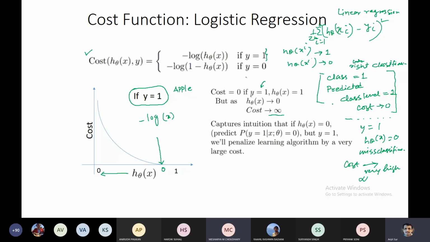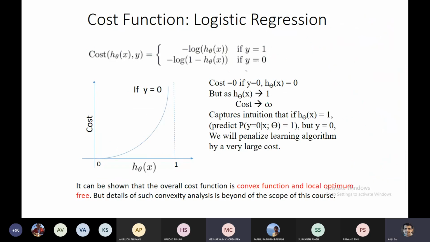This captures the intuition that if h theta is equal to 0, that is, the probability we predict is 0, but y is equal to 1, we will penalize the learning algorithm by a very large cost. So this is basically our intended thing. Now please ask if anybody can't understand. Okay, very good.